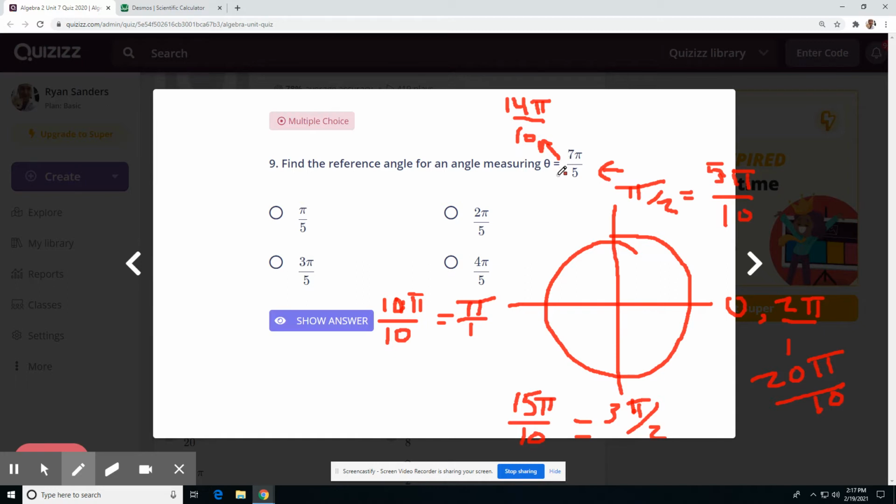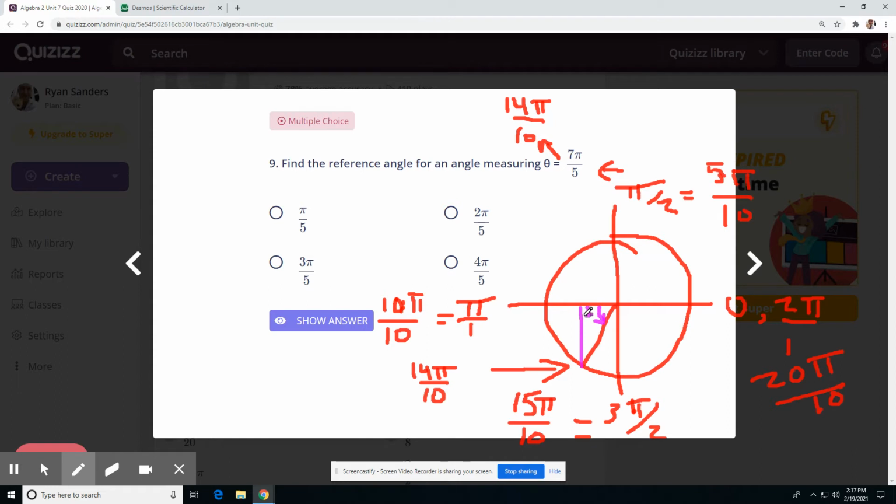All right, so we have 14 pi over 10. So where does that land? In between what? 14 is between 10 and 15, so it's closer to 15. So right there, that's our 14 pi over 10. Coterminal, reference angle. It's just doing coterminals. Reference angle always goes to the x-axis, so we take it to the x-axis. And this is the angle that we're looking at right here. That's the one that we want.